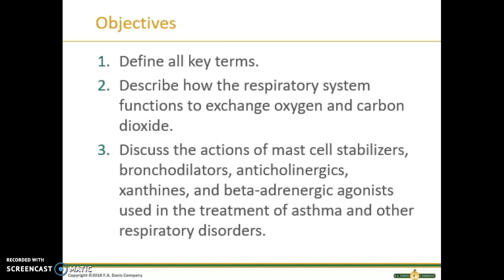Our learning objectives for this lecture are to define key terms, describe how the respiratory system functions to exchange oxygen and carbon dioxide, discuss the actions of mast cell stabilizers, bronchodilators, anticholinergics, xanthines, and beta-adrenergic agonists used in treatment of asthma and other respiratory disorders.